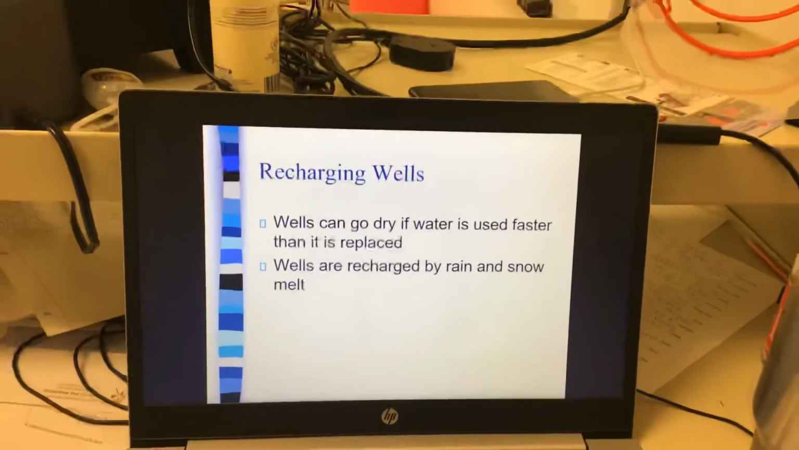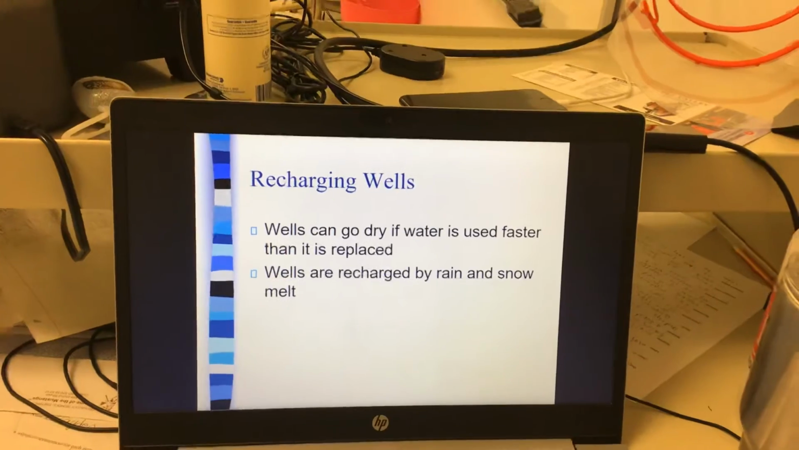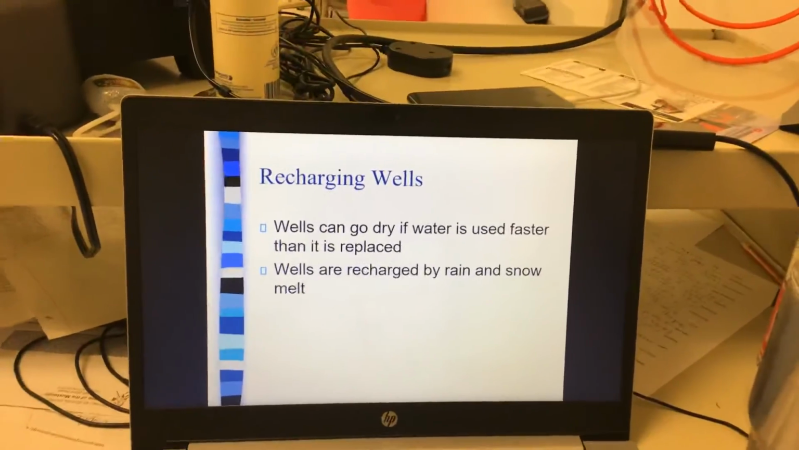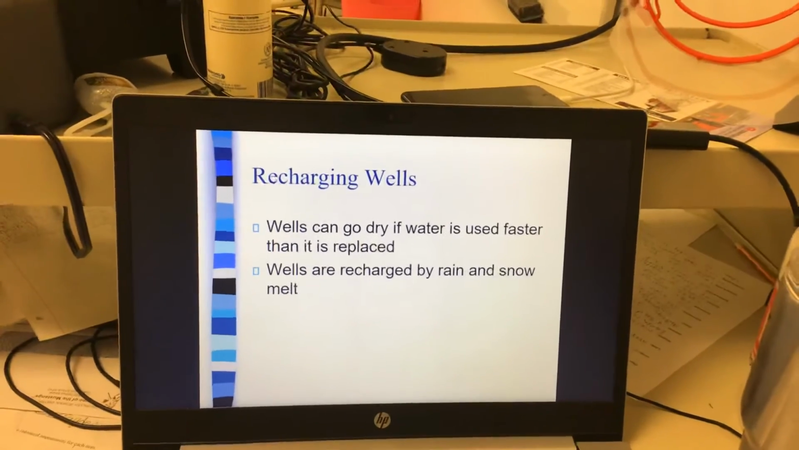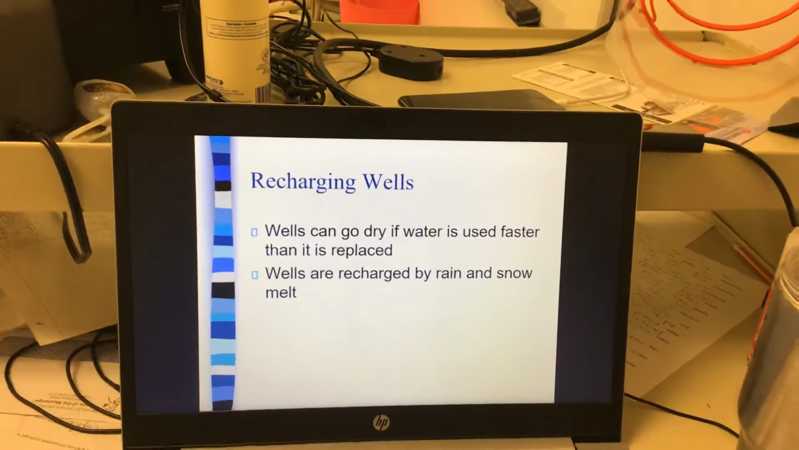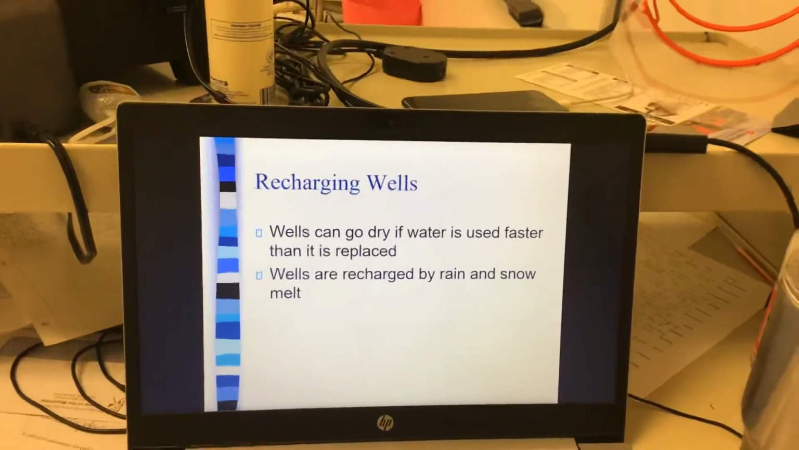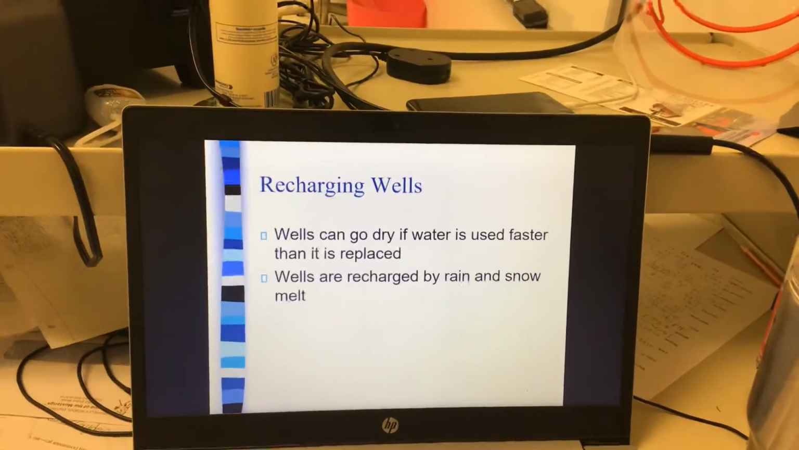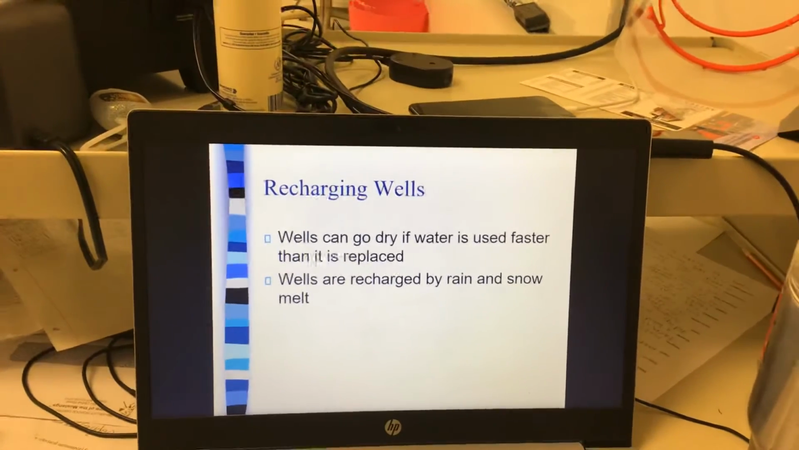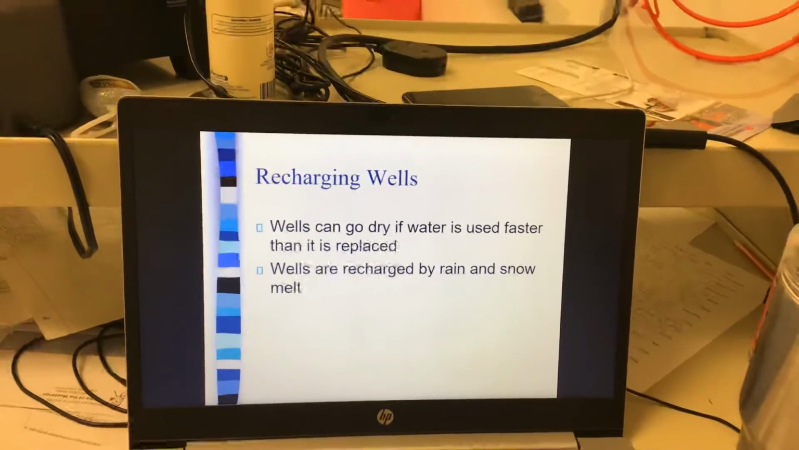The way it recharges is we get rain, and that rain soaks into the groundwater and kind of fills it up. The only thing is it takes a long time for groundwater to recharge. So a couple years ago, we had really wet years that probably helped the groundwater some. This past year was drier. We probably depleted some of our groundwater then.